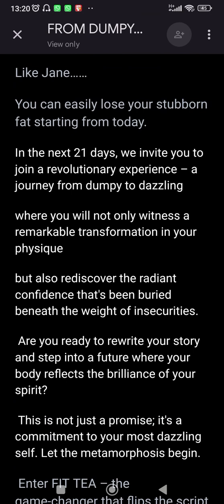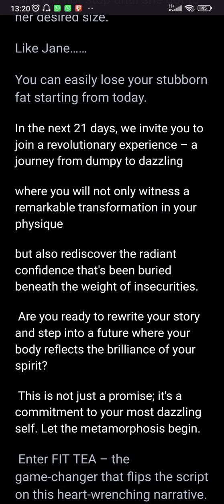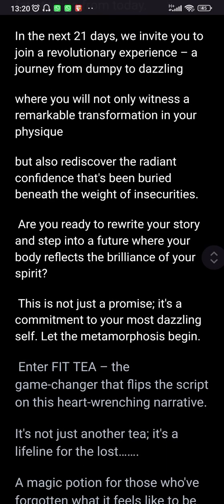What do you mean by dumpy? I don't know if that word is a real word. What do you mean by dumpy? I don't know if that's a real word. Educate me if I'm wrong. To dazzling, where you will not only witness a remarkable transformation in your physique, but also discover the radiant confidence that's been buried beneath the weight of insecurities.